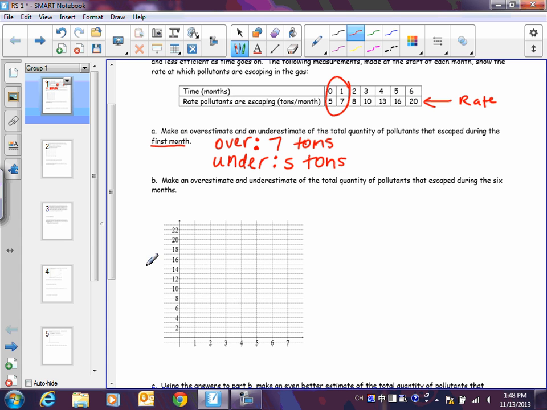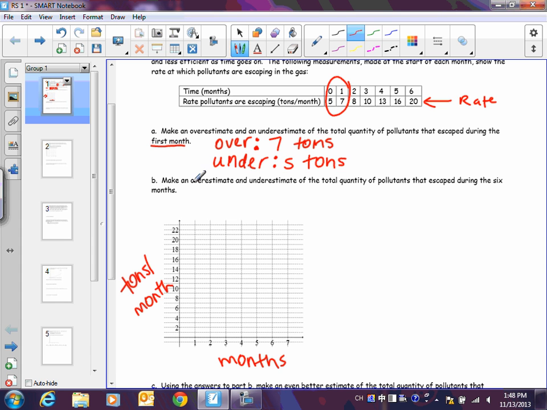So first of all, if we're looking at our two variables, what's my independent variable? Months. Time and months. And then my dependent variable would be the rate the pollutants are escaping. And I'm going to just put the units here, tons per month. So what happens when you multiply tons per month times months? What units do you get? Tons. So essentially, that's what we're going to be doing. We're going to be multiplying x times y. And really what this is going to look like is area.